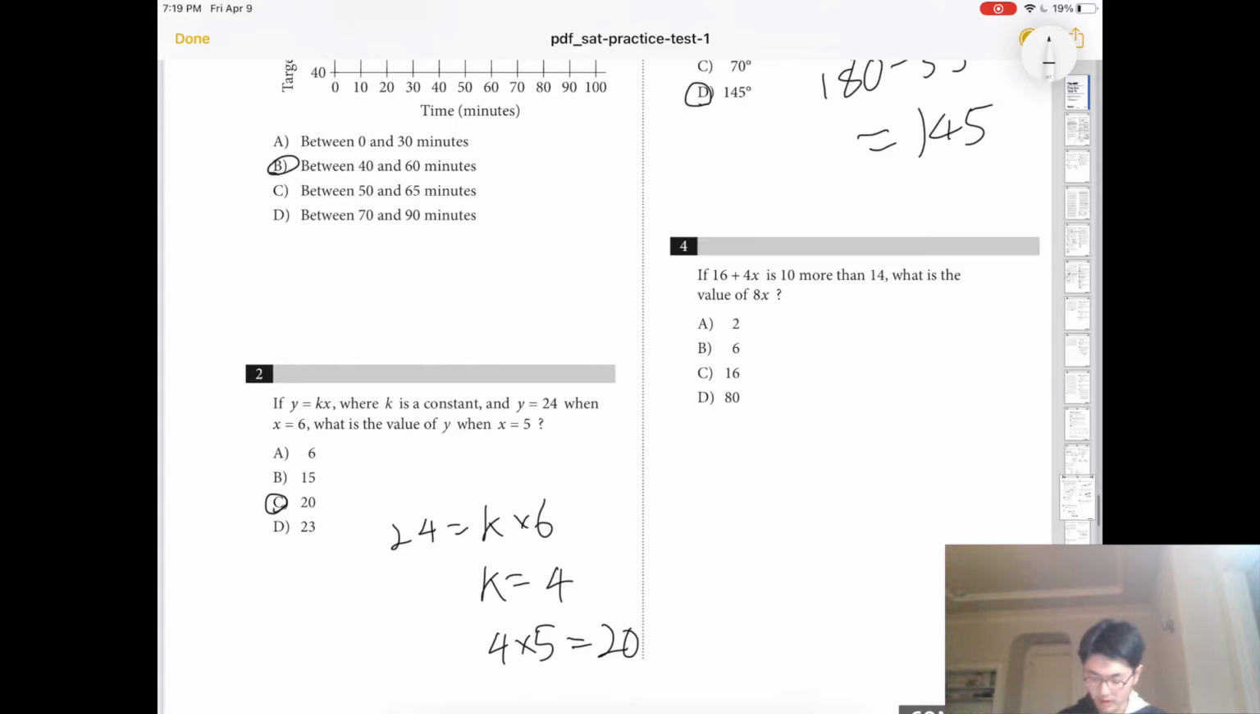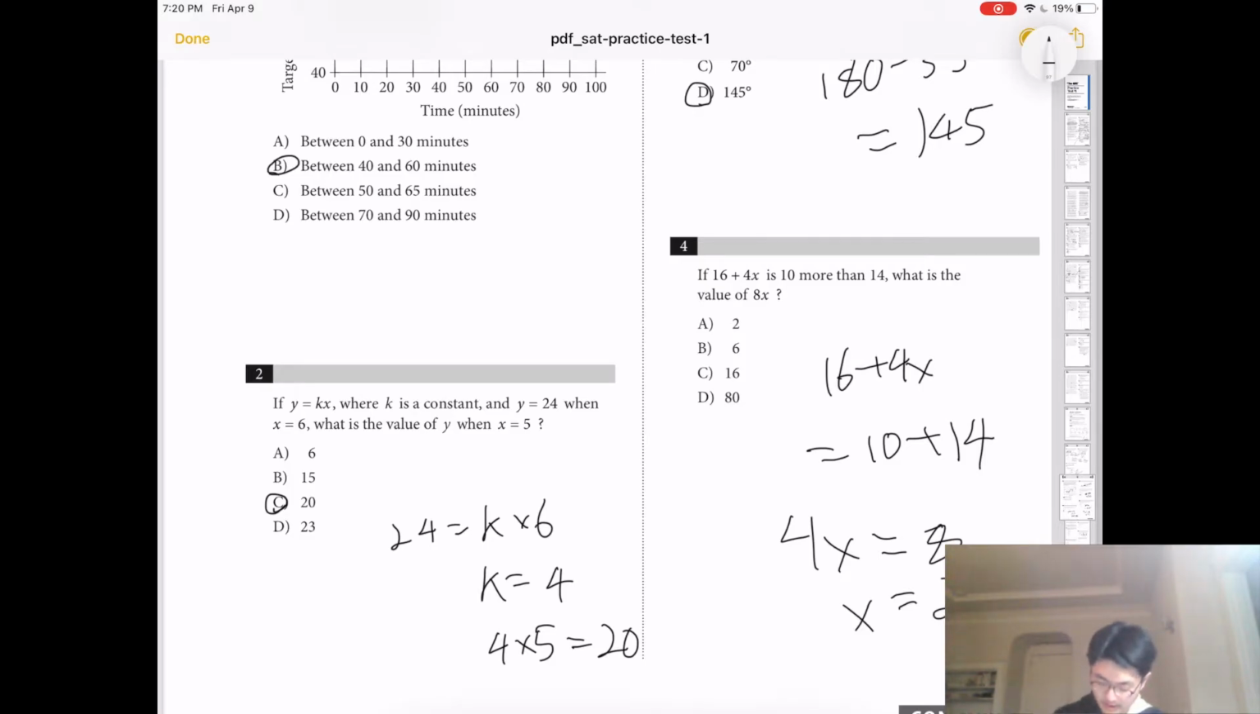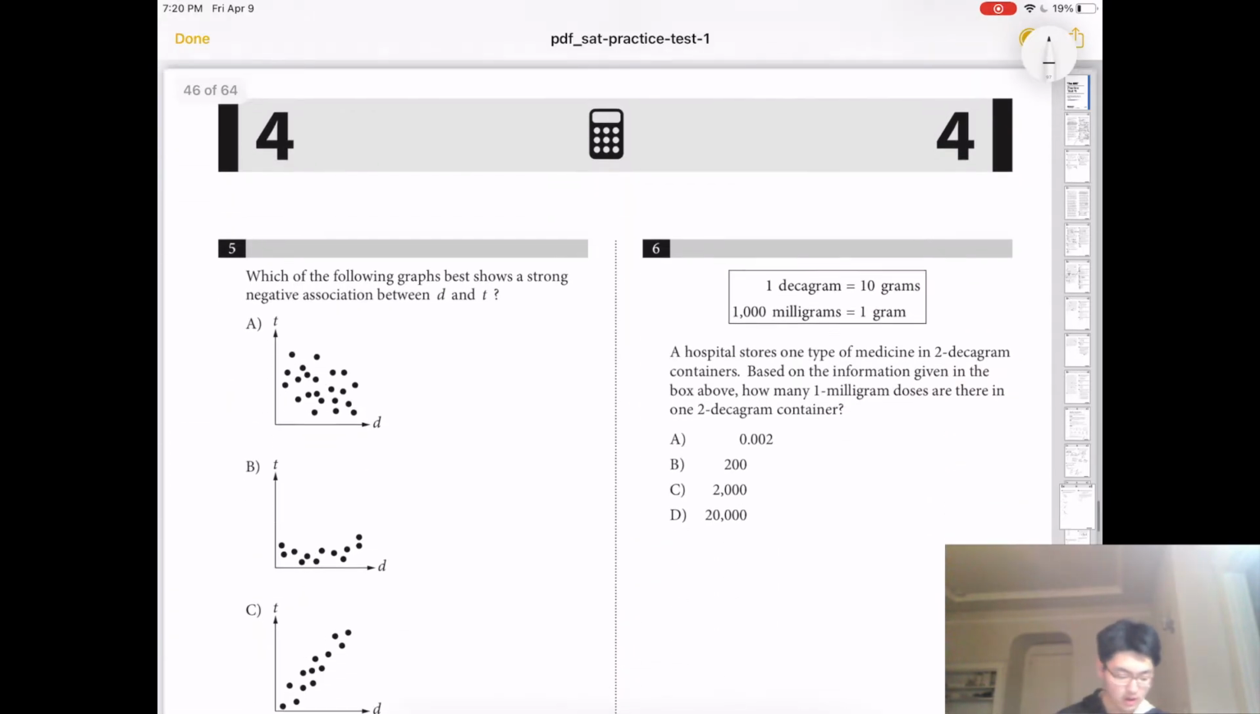Alright, number 4, if 16 plus 4x is 10 more than 14, what is the value of 8x? So 16 plus 4x is 10 plus 14. So 4x would be 8, and x would be 2. It's asking for 8x, so we would do 2 times 8, which is 16. The answer is C. Alright, next one.